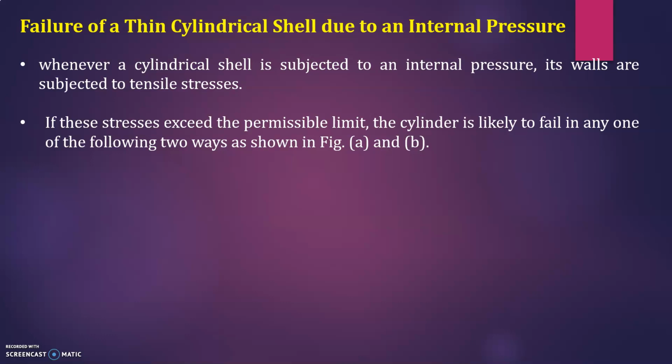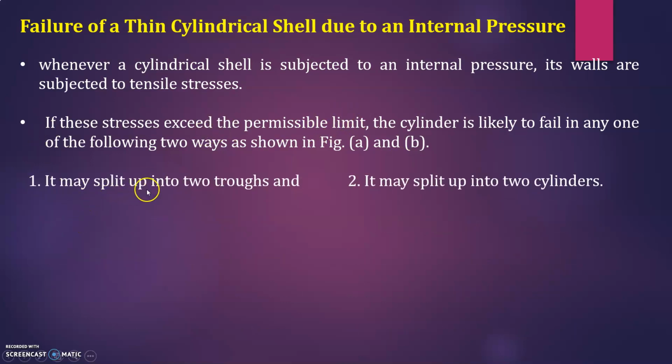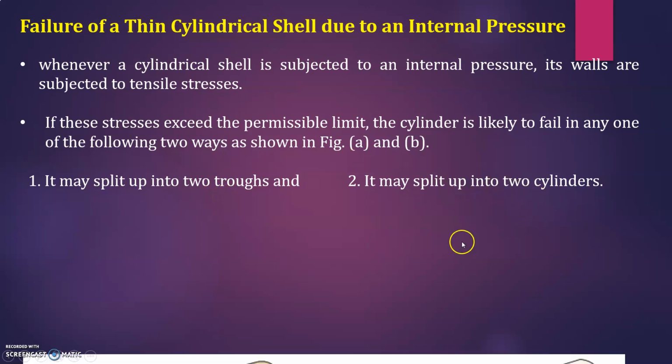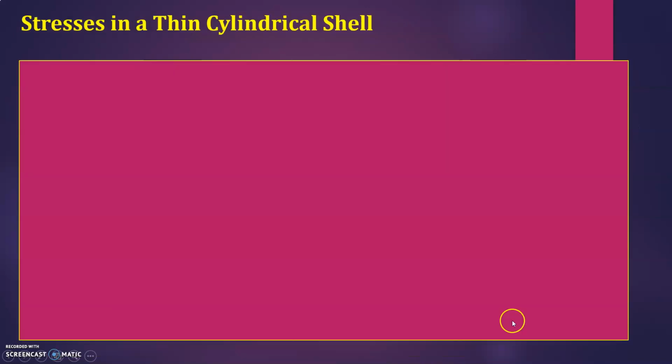Means it may burst. There are two ways of failure. The first one is it may split up into two troughs, like this, or it may split into two cylinders. So there are two ways of failure of thin cylinders. The first one is split into two troughs, and the second one is split into two cylinders.